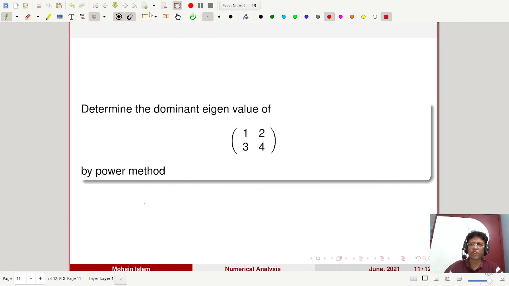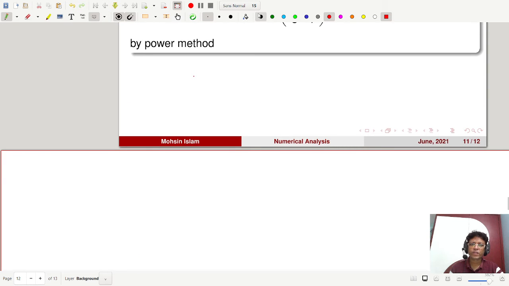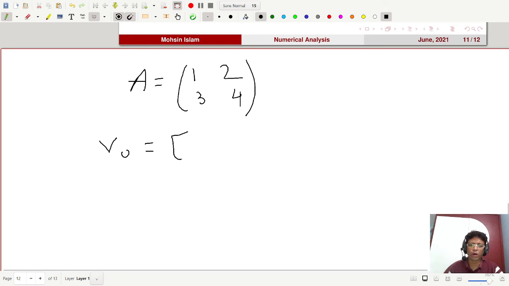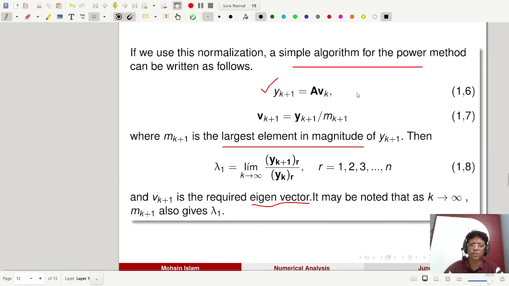Let me solve in a different page. So the matrix is A equal to 1, 2, 3, 4, right? And suppose the initial approximation is taken as 1, 1. This is the column vector. Now let me write y1. You check the simple algorithm; I will follow it.